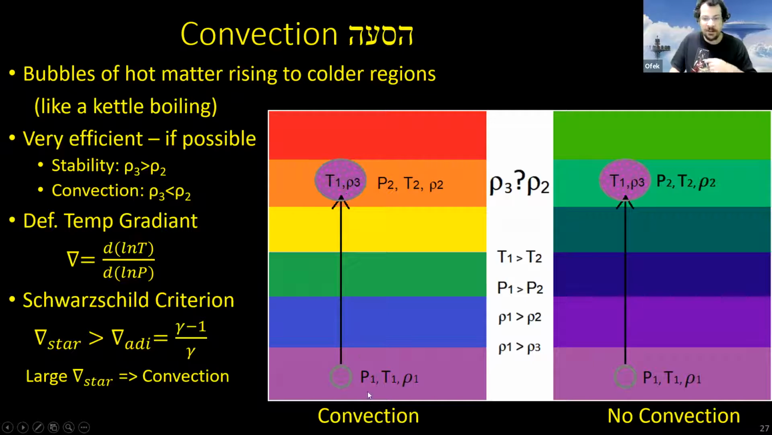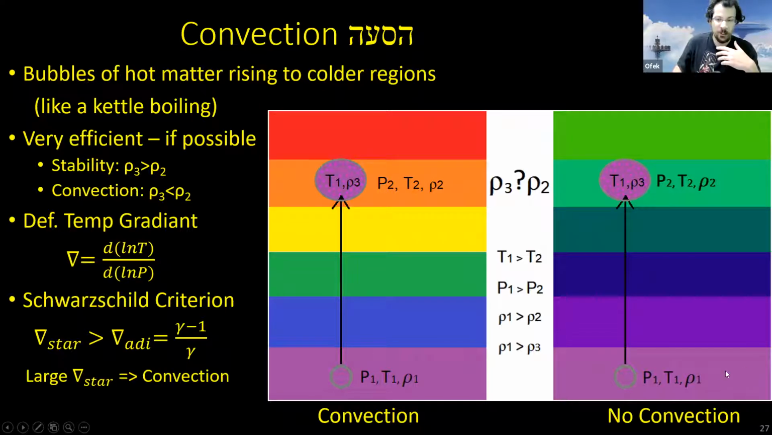Now, if this change is very, very prominent, then you can imagine that rho 3 isn't sufficient, that doesn't decrease fast enough. So rho 3 will still be denser than rho 2. If rho 3 is still denser than rho 2, then this bubble is heavier than its environment, which means gravity will pull it down. Right? Denser things sink, and lighter things, less dense things float.